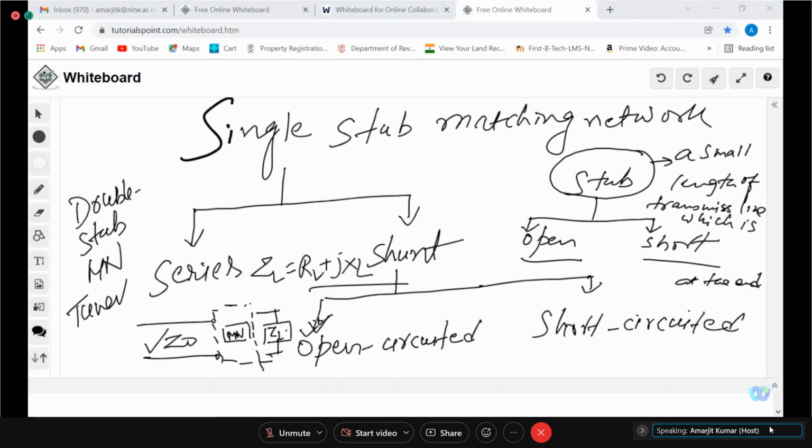So again we have to decide whether to place the stub with the feed line, that means with this feed line, in series or in shunt. So basically we have two types of single stub matching, series single stub and shunt stub. We will discuss both. Also for double stub, we have both cases in principle, but generally we go for a shunt type for double stub.